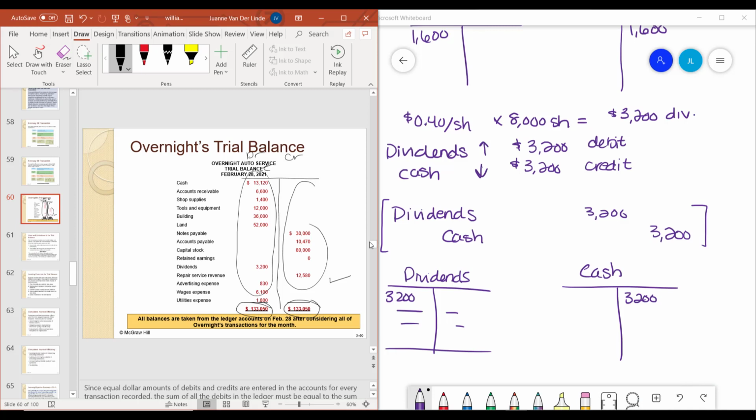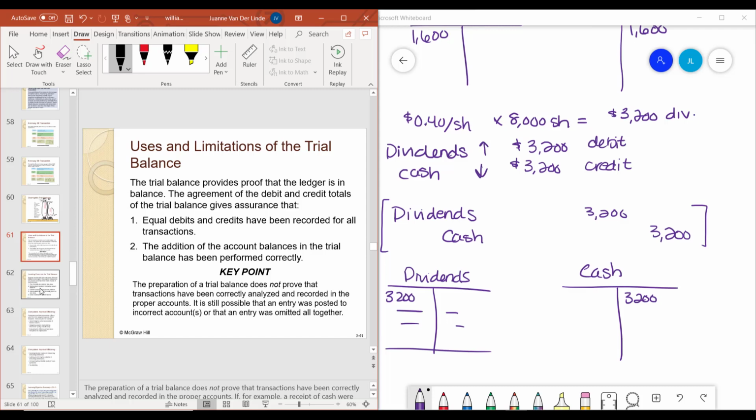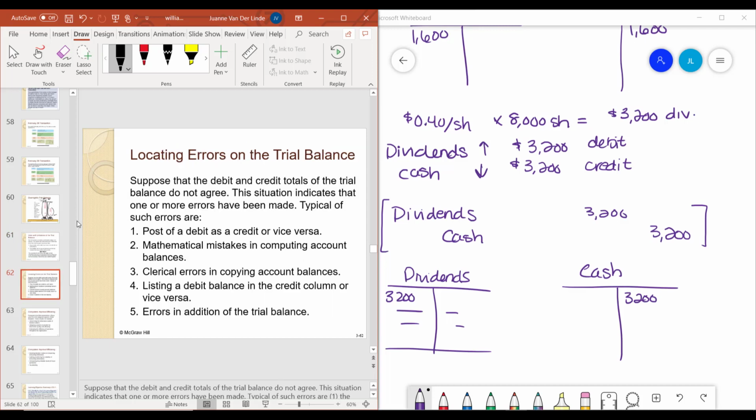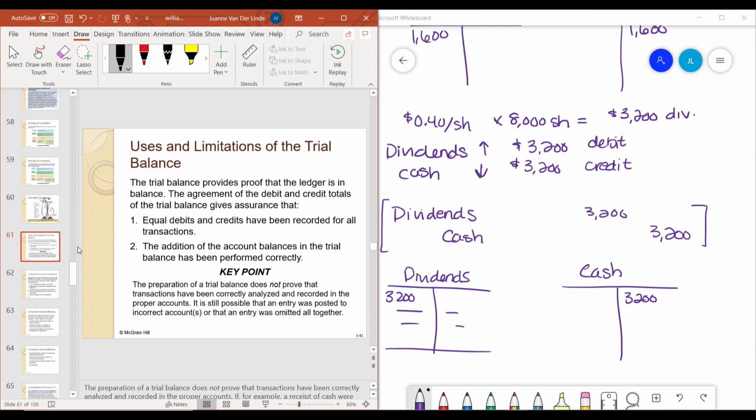Now sometimes this can be a source of frustration, because what if the trial balance doesn't balance? That's going to happen a lot in this class. Don't worry, it's part of the process. There are some limitations and some errors that can make it a little bit confusing. When it comes to locating errors, you always want to make sure that you maybe swapped a debit for a credit. Is there maybe a math error? Sometimes we transpose numbers, just putting a number in the wrong spot, or journalizing something wrong or not journalizing something at all. Those are some sources of errors in the trial balance.